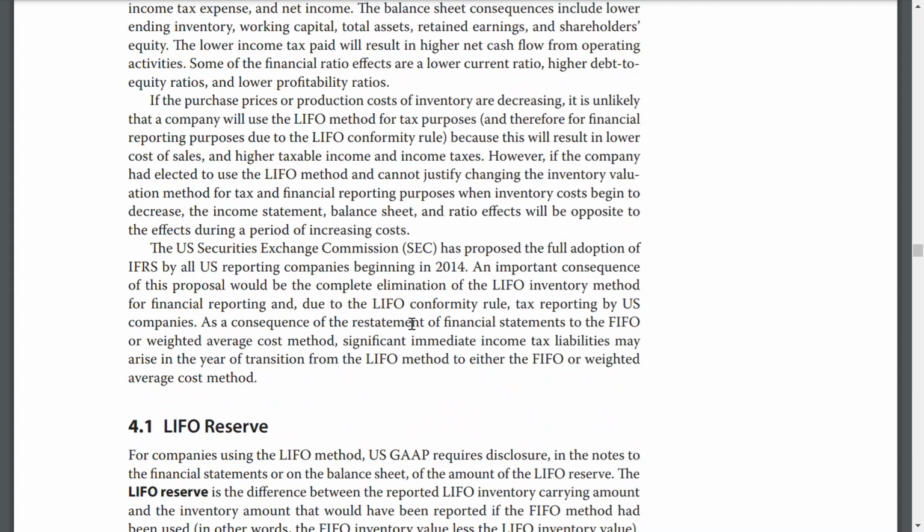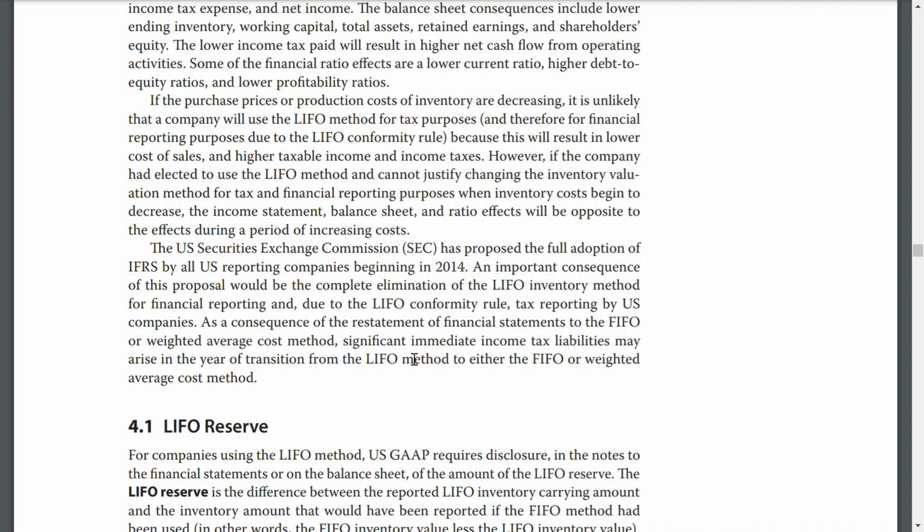And due to LIFO conformity rules, the U.S. tax reporting by U.S. companies would also change as a consequence of the restatement of financial statements to the FIFO method or weighted average cost method. Significant immediate tax liabilities may arise from the year of transitioning from the LIFO method to either the FIFO or weighted average cost method.